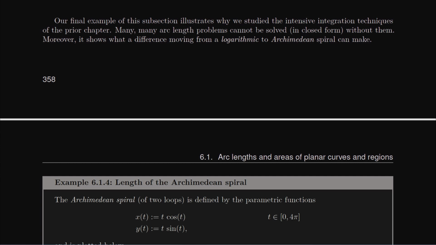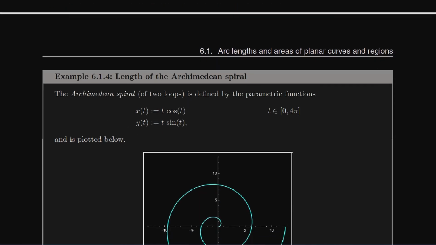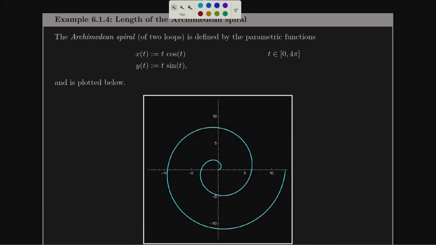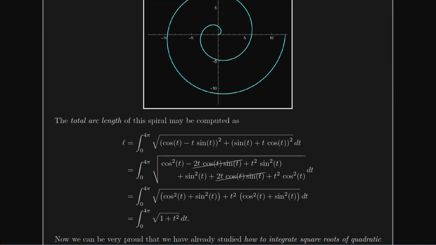Now, it turns out that if we just switch from a logarithmic spiral to an Archimedean spiral, our integration gets really hard. We're going to see all of our lovely integration techniques show up in our next example, which is just to calculate the arc length of an Archimedean spiral instead. So the Archimedean spiral is going to be defined by the parametric functions t cosine t and t sine t. And in this case, I'm just going to let t range from 0 to 4 pi. That's 2 full revolutions of this spiral is what I'm going to calculate. You could calculate that as high as you wanted to.